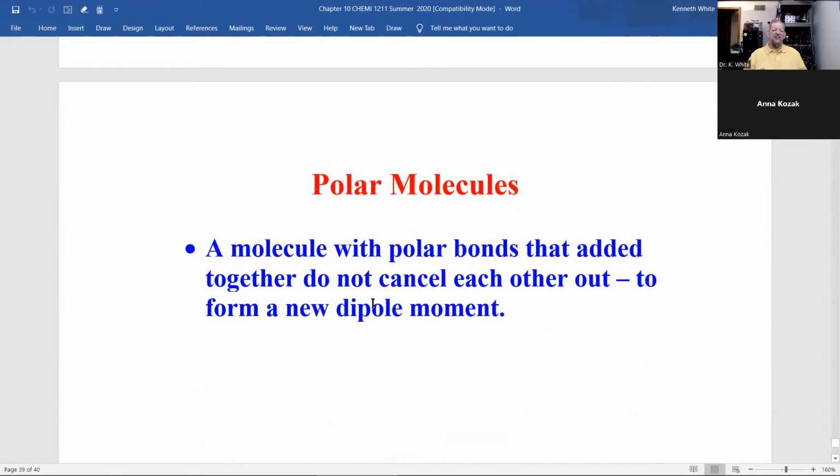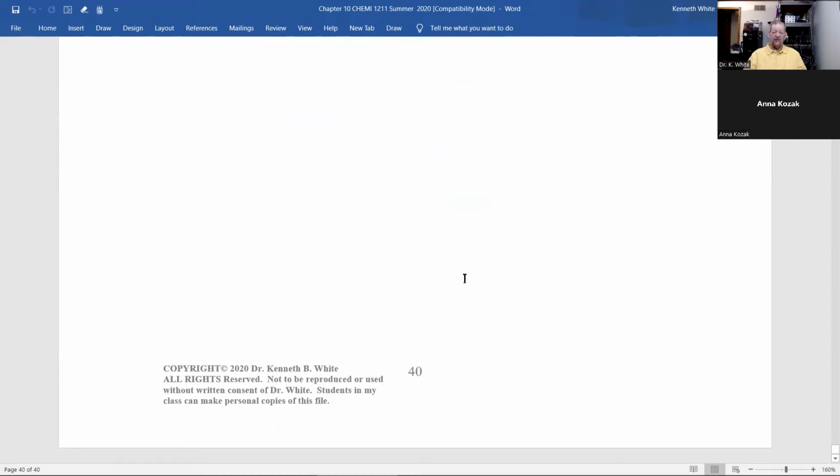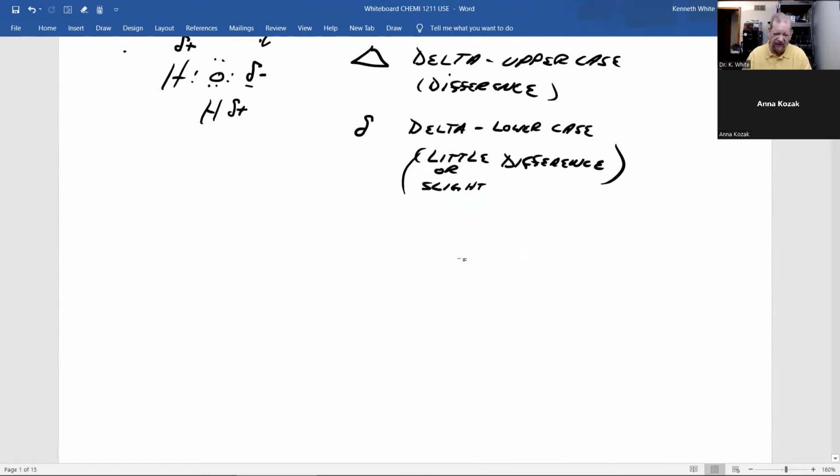All right. Now, there's something called polar molecules, a molecule with polar bonds that add together but don't cancel each other out to form a new dipole moment. I don't have a slide for this next part, so I'm going to do it the old-fashioned way and write it on the whiteboard.